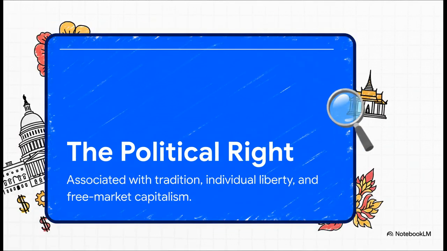for everybody. And on the other side of the map, we have the right. This camp tends to put a much bigger emphasis on things like personal responsibility and individual freedom. It often favors tradition, wants less government getting involved in things, and really believes in the power of the free market to make society prosper.